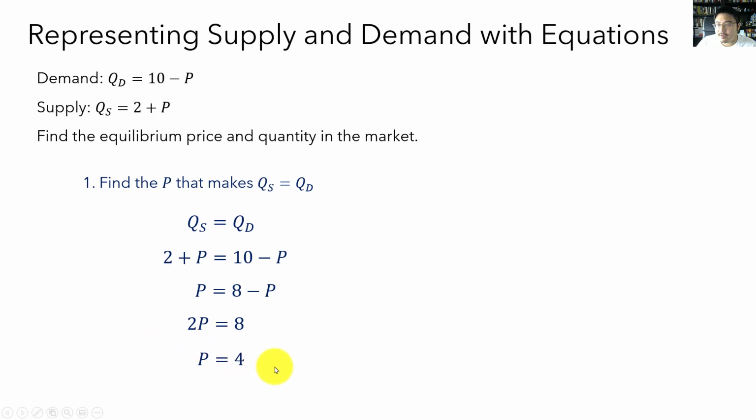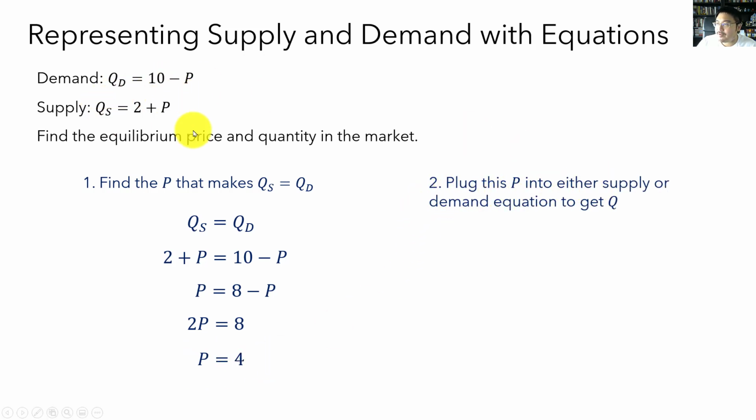So this is our equilibrium price, P equals 4. Now to get the equilibrium quantity, we simply plug this price into either the supply equation or the demand equation, and we're going to get quantity. In fact, you could choose either one. Both of them should give you the same answer. If you don't get the same answer from both of them, then you actually probably got the wrong equilibrium price, right? Because the equilibrium price is where these two equations should be equal.